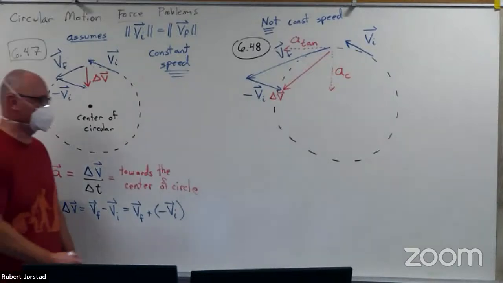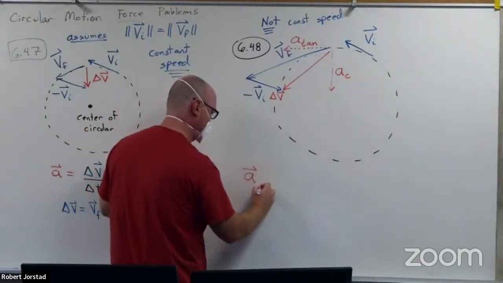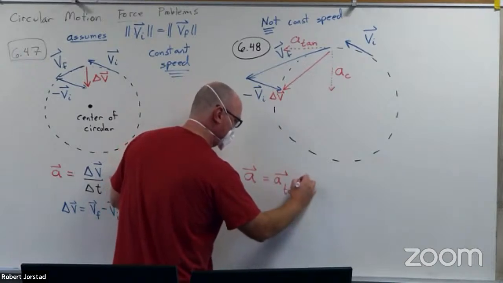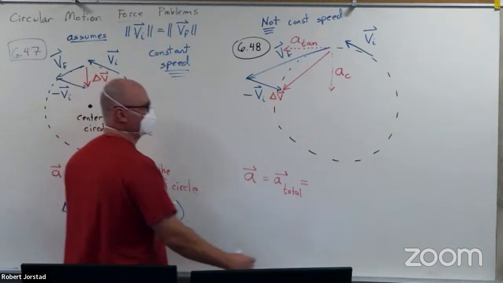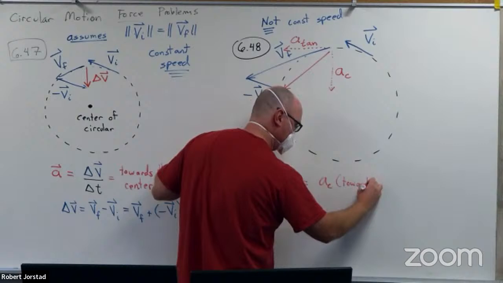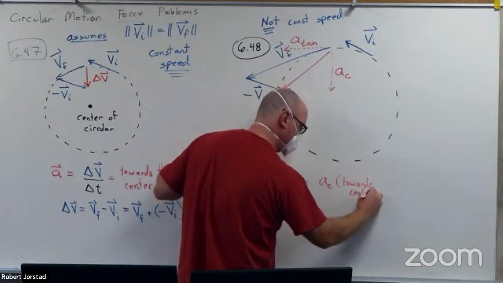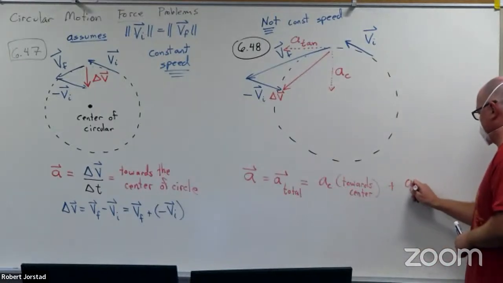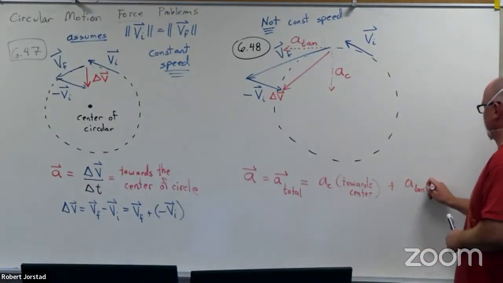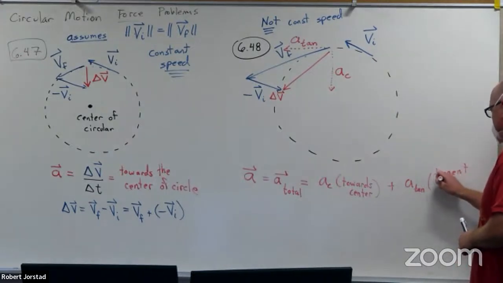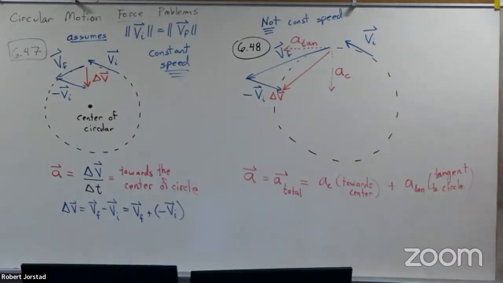And we see that the total acceleration, sometimes we'll even write the word total, is A C towards center plus A tangent to circle. Is everybody okay with that?